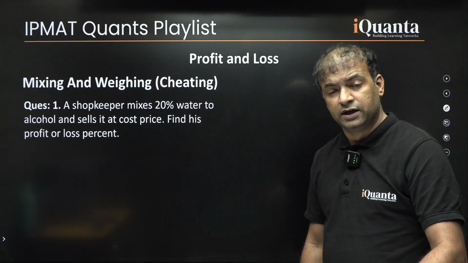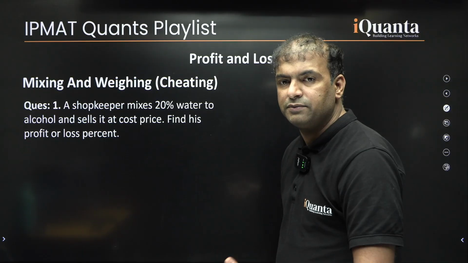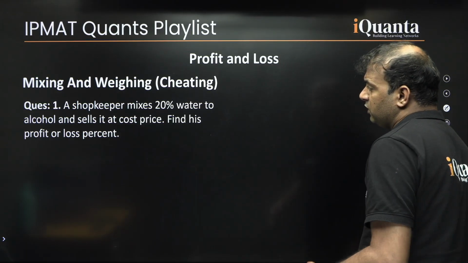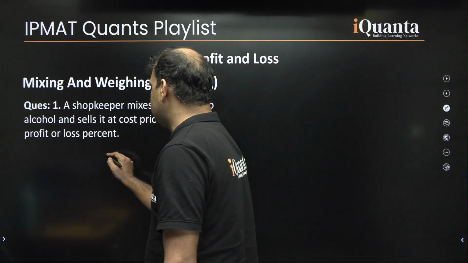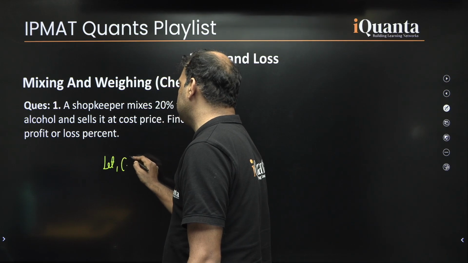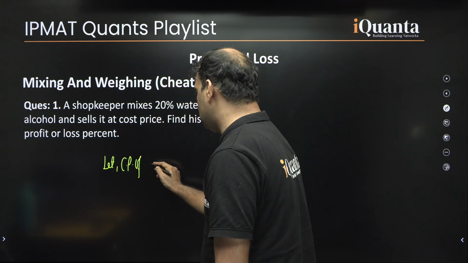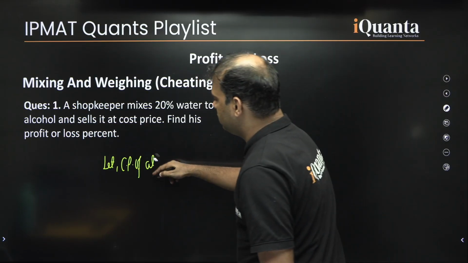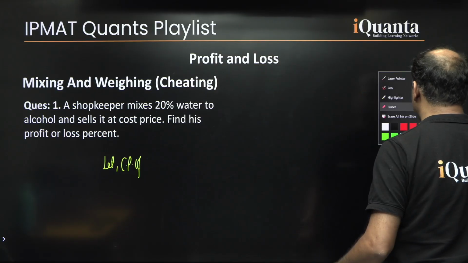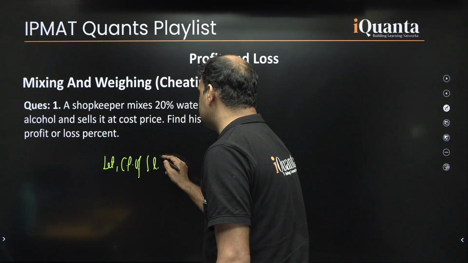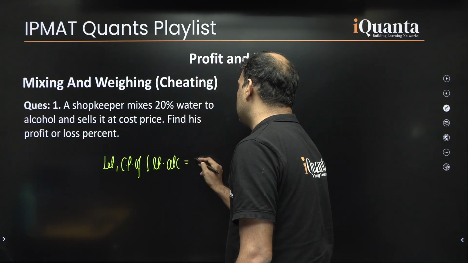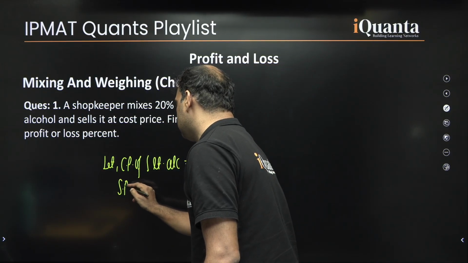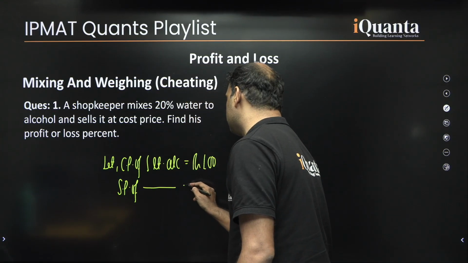One thing is pretty understood, that water is something which comes free, at ₹0, right? So we can assume the things first. Let the cost price of 1 liter of alcohol be, let's say, ₹100. And what about the selling price? We can say the selling price of 1 liter of alcohol is also, let's say, ₹100.